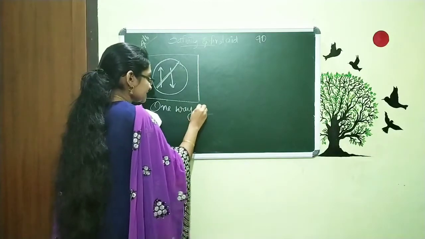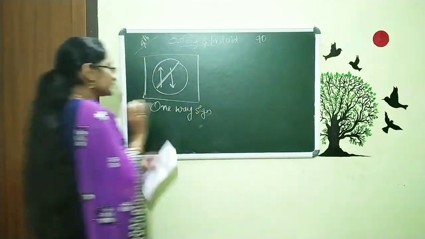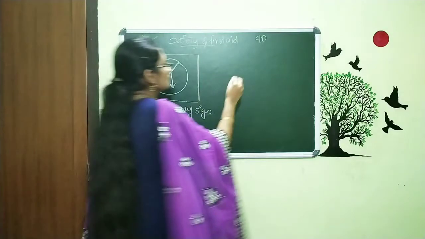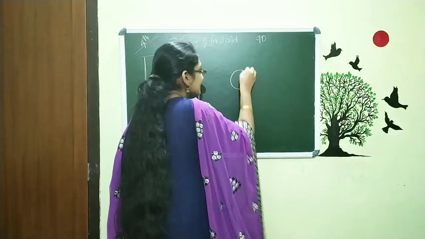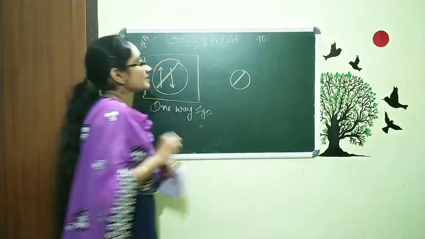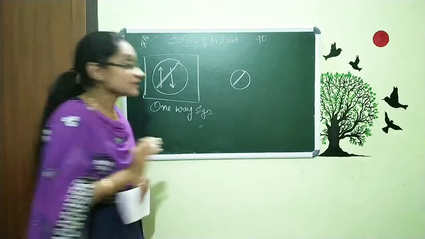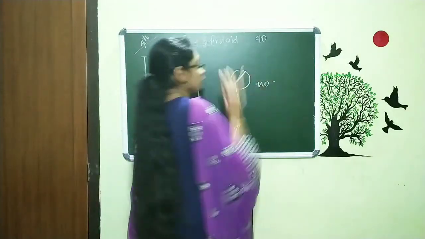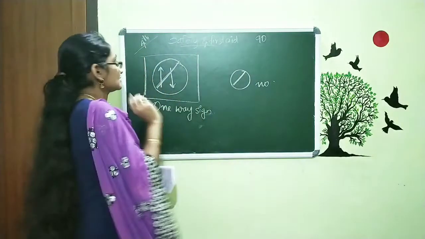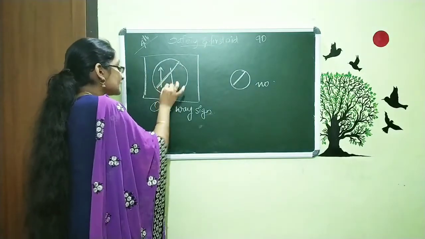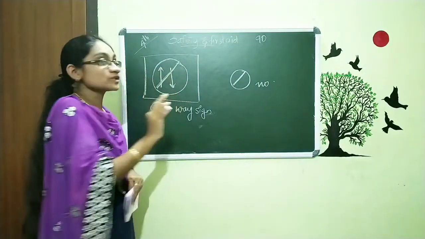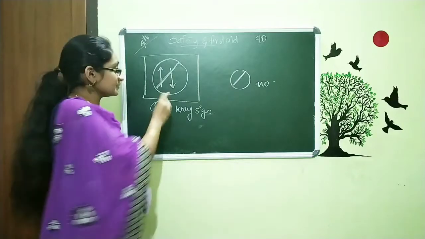One-way sign. Actually, when you can see a symbol like this in a particular sign, what does it mean? It means no. That means here the meaning is this: it is not possible to go two-way.